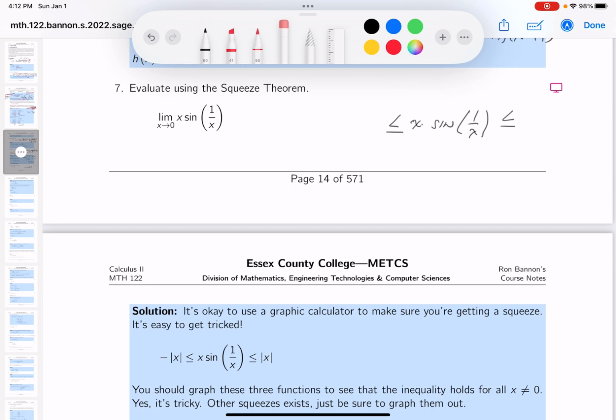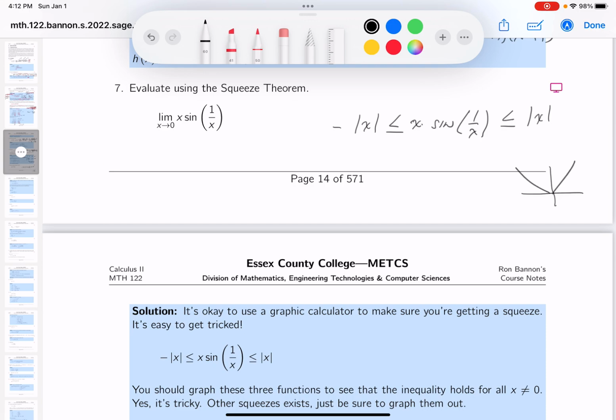Let me erase this over here. And I'm thinking about that, and I realize the sine function kind of bounces around between plus or minus 1, all right? So I'm going to say the absolute value of x, and then I'm going to bound it from below by the opposite of that. Now, if you look at this over here, I want to point out to you what that would look like to me.